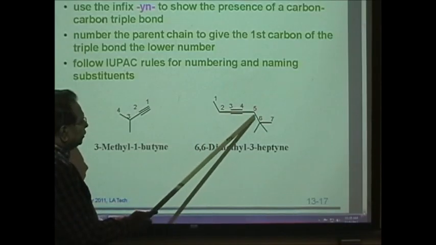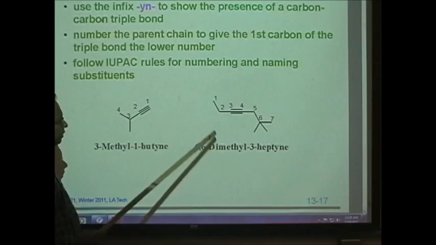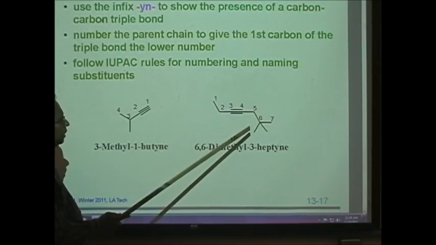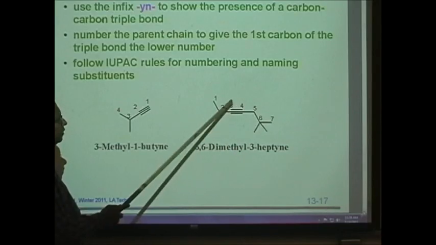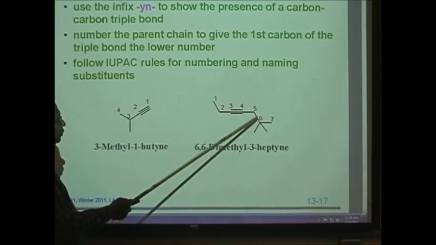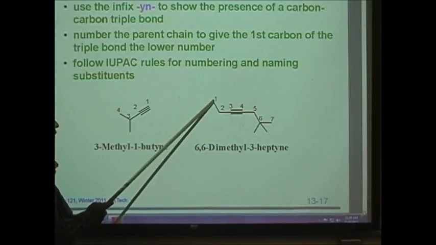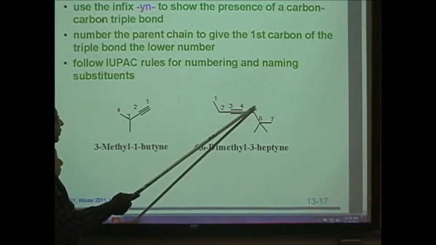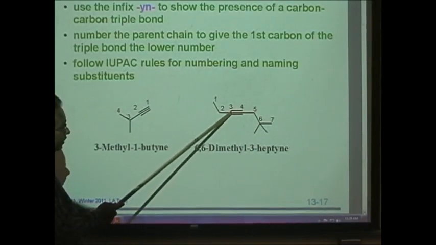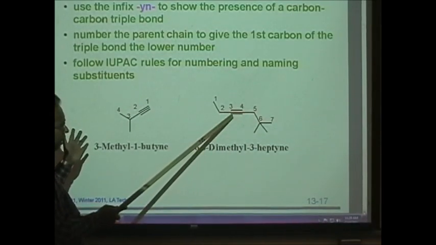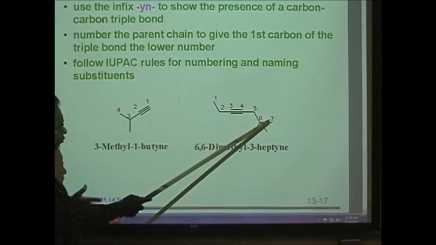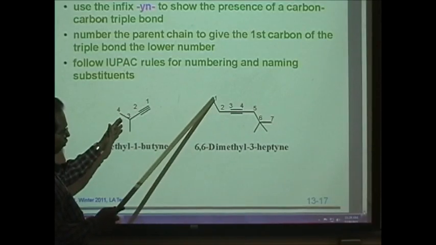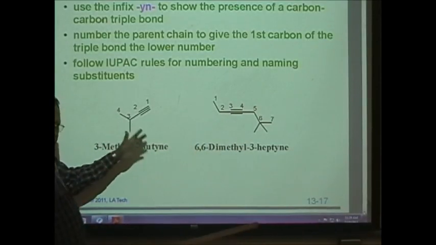Now when you are trying to do this, right? What is the longest chain? Longest chain is 7 here. We didn't start numbering from here. 1, 2, 3, 4, 5, 6, 7. Why not? 1, 2, 3, 4, 5. In that case, this triple bond gets higher numbers. Now if you go this way, 1, 2, 3, 4, you get the lowest number, right?